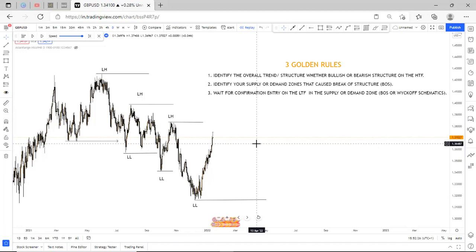Then moving on to the second golden rule. The second golden rule is for you to identify your supply or demand zone that caused break of structure. To identify supply or demand zone, you need to know which structure the pair is. That is, for bearish structure, you want to identify your supply zones, while for bullish structure, you want to identify demand zones.